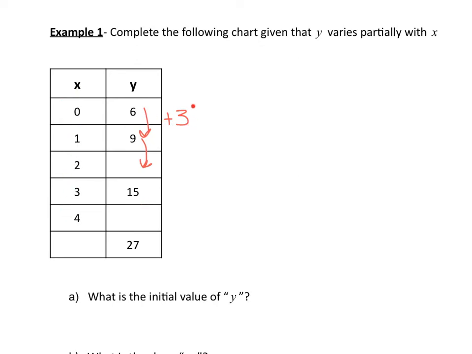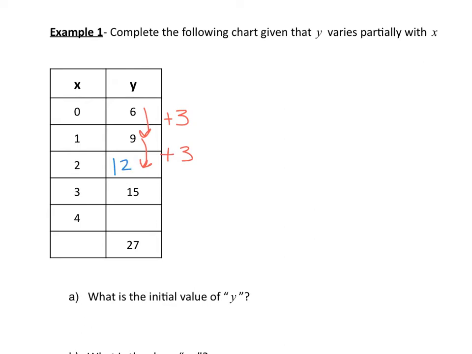I have to be able to apply this +3 pattern to my y values, and I can only do that if my x values are staying consistent as well. So there has to be a consistent change in my x values. Because I see that my x's are nicely increasing by 1 each and every time, I know that my y values will consistently be increasing by 3. So we're going to start at 6, add 3 to get 9, and then add 3 again, and that's going to give us 12.